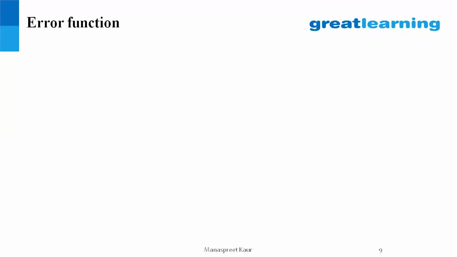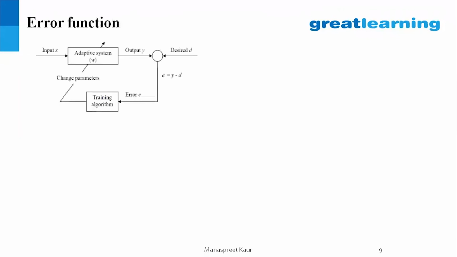Then we come to the error function. Error function is nothing but again the difference between the actual value and the desired value. Although this is a repetition, the input variable will be passed to a system. The adaptive system here is nothing but the hidden layer, and then you get an output y. You compare that output to the desired output. Whatever the error is, it is passed back to the adaptive system, nothing but the hidden layer. Then the weights are modified.